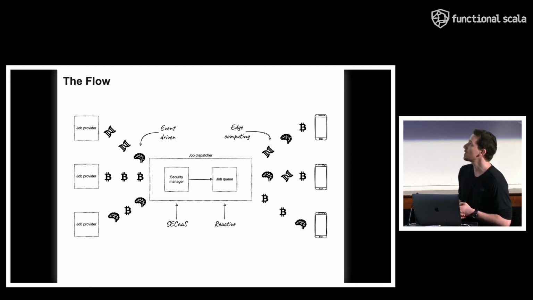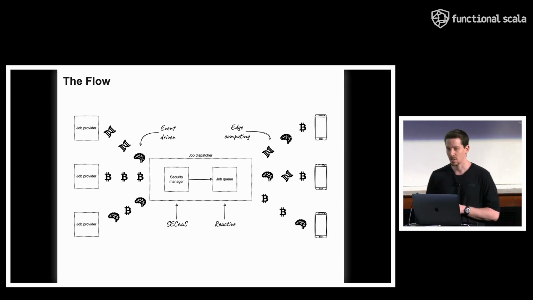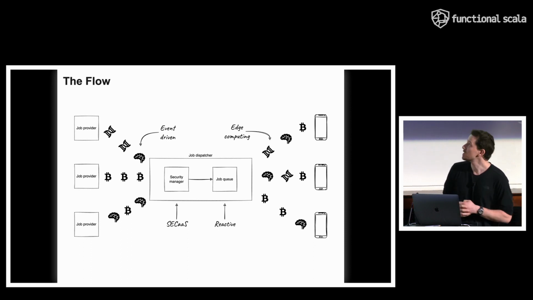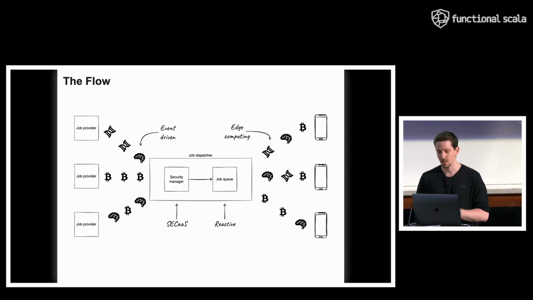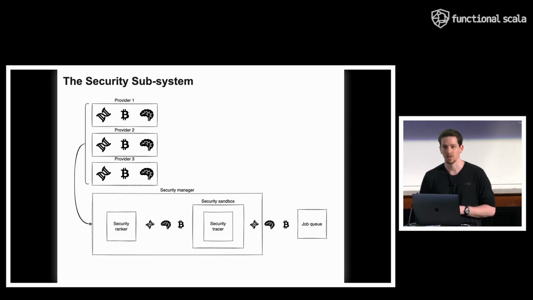Since we're actually running arbitrary code on client devices here, we're taking security very seriously. Before we send anything off to the users, we take it through a security manager, which rejects unsafe jobs and then sends it to a job queue, which eventually sends it away to client devices. That might be called edge computing, so that's a buzzword. The focus of this talk is going to be on the security manager.